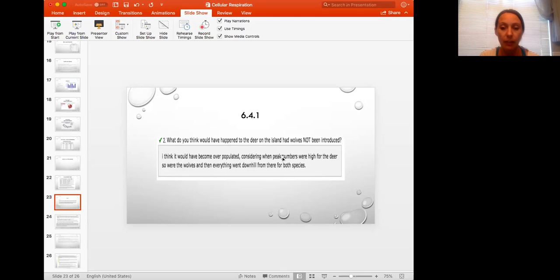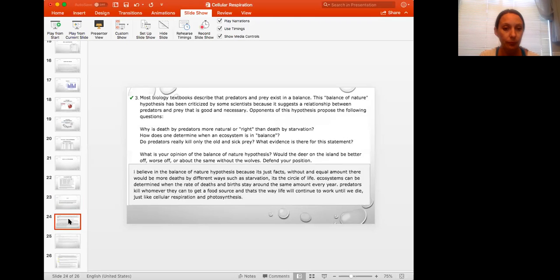So I'm believing that the numbers were going to increase. The last question, what is your opinion of the balance of nature hypothesis? Would the deer on the island be better off, worse off, or about the same? Defend your position. The student wrote, I believe in the balance of nature hypothesis because it's just facts. Without an equal amount, there would be more deaths by different ways, such as starvation. It's a circle of life.